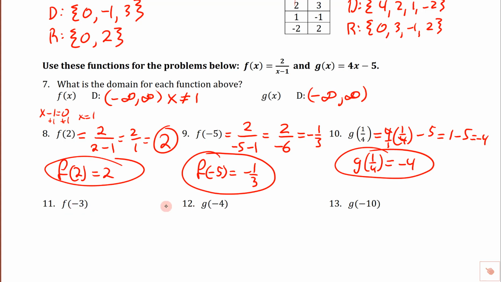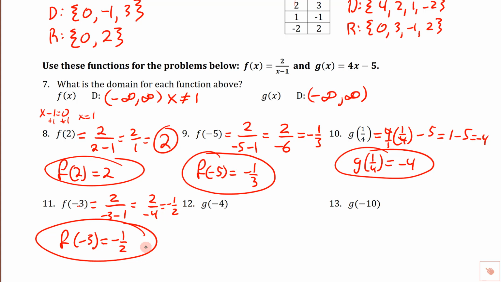And then just continuing through on these guys right here. So this is going to be a 2. We're going to put a -3 where there used to be an x. So this is a 2. Whoops. That should have been a 1 there. Talking and writing at the same time didn't work. So we've got a 2 on the top, and we've got a -4 on the bottom. So we'll go ahead and reduce that. That's -1/2. So the function value at -3 is -1/2. Again, there's our point that would be on the graph.